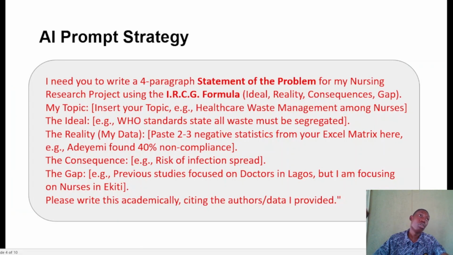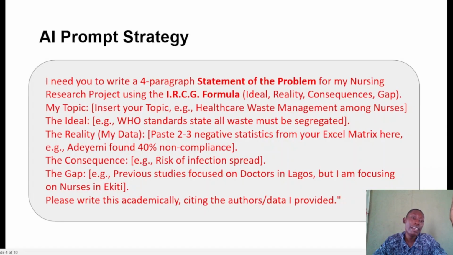You go to your AI, you tell the AI that you want to write a 4-paragraph statement of problem for your nursing research project using the I.R.C.G formula. Now, the I.R.C.G formula is not a formula known to the whole world. So you have to actually educate the AI on what you mean by I.R.C.G formula, which is ideal, reality, consequence, and gap.